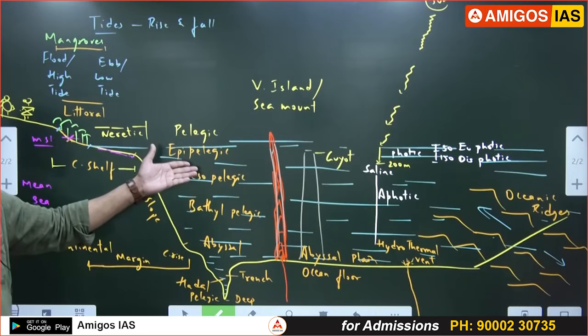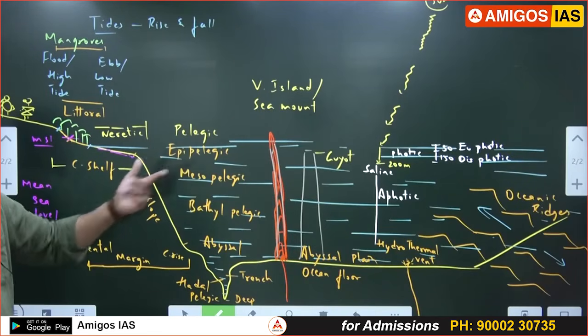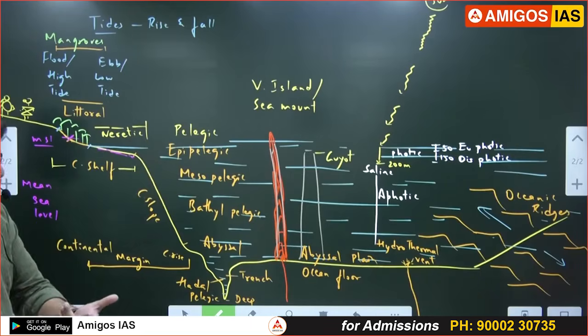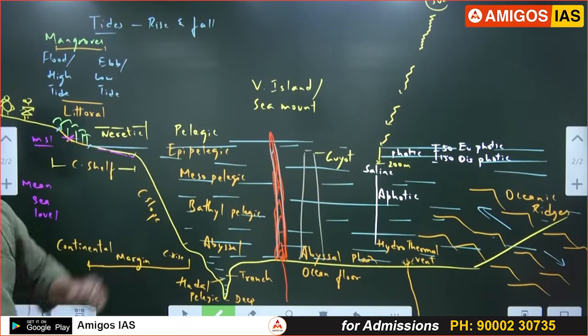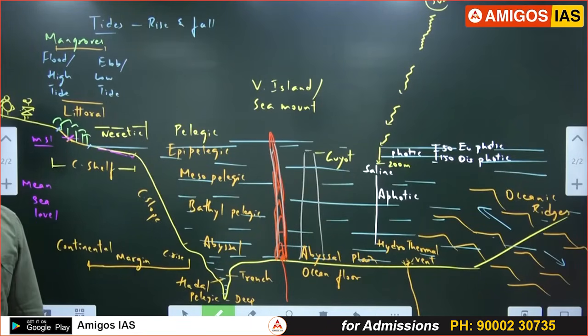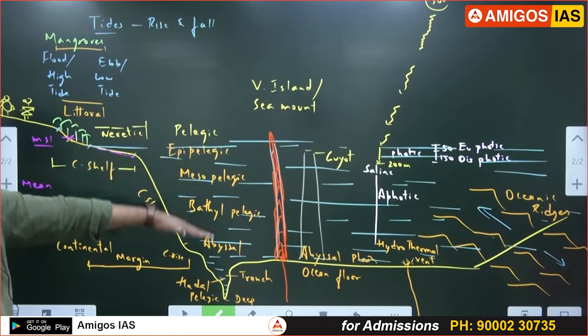Highest marine biodiversity is found in which of the following? Epipelagic, mesopelagic, bathyal pelagic, abyssal pelagic. Epipelagic. Epipelagic is the zone where we have most of the marine biodiversity. The marine food chain applies to this area mostly.